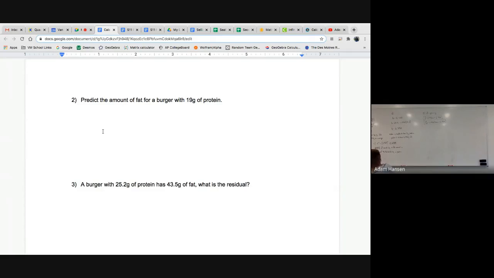We spent all that time making it. Now let's use it. Number 3, a burger at McDonald's has 25.2 grams of protein and 43.5 grams of fat. What is the residual? I haven't really used the residual yet in class today. The residual is the difference from what we've expected. Take the actual fat content minus the expected or predicted fat content. A positive residual would indicate that it has more fat than I thought. A negative residual would be it's less fat than I would have expected.